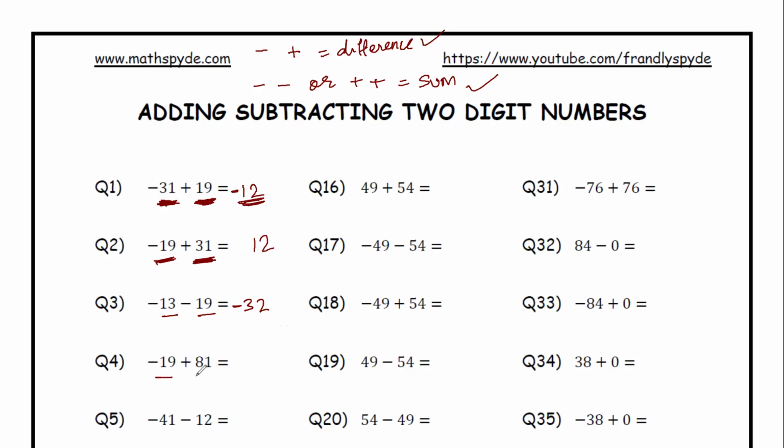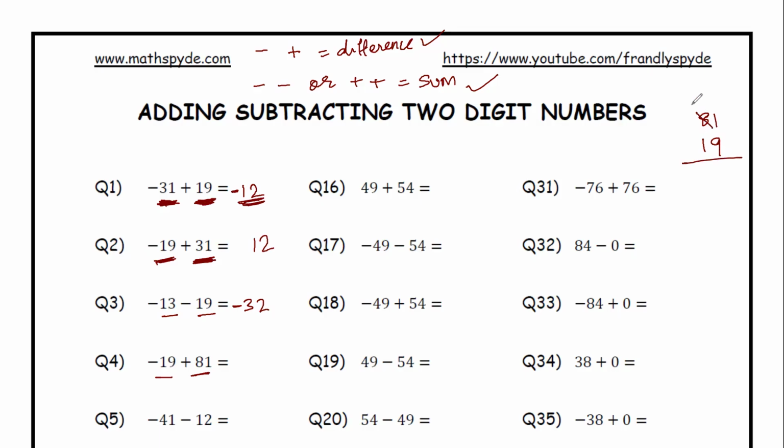Okay, look at 19 and 81. We'll take the difference because one of them is positive, the other is negative. So now what is the difference? We know that for the difference between 19 and 81, always take the bigger number on the top and the smaller number at the bottom, and then you do the subtraction.